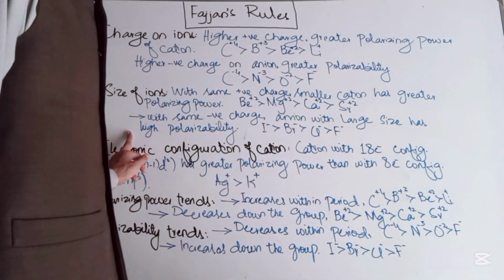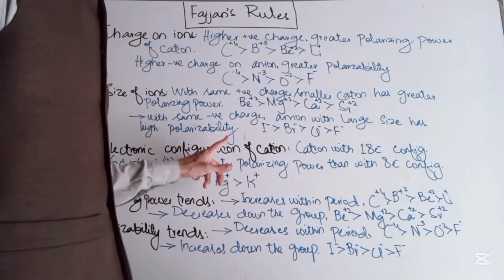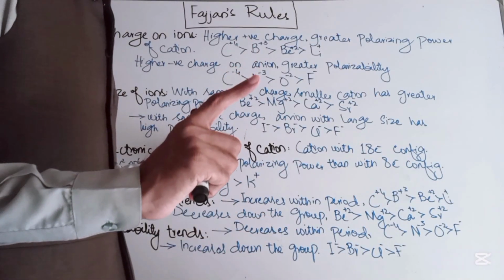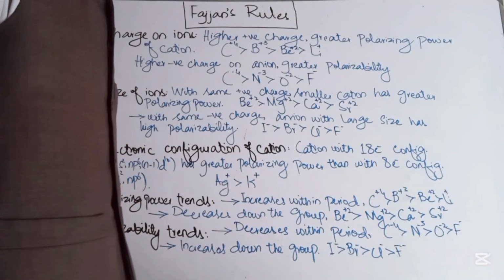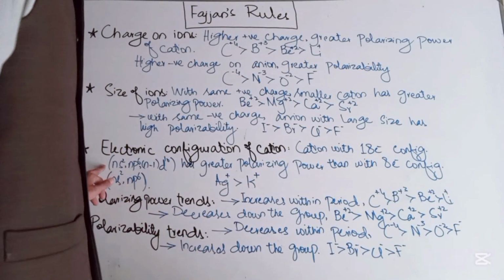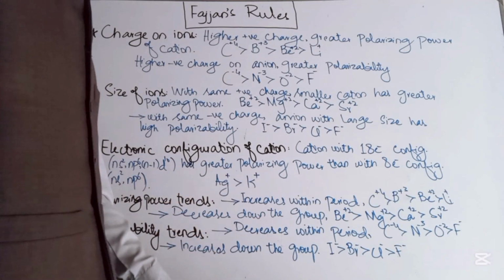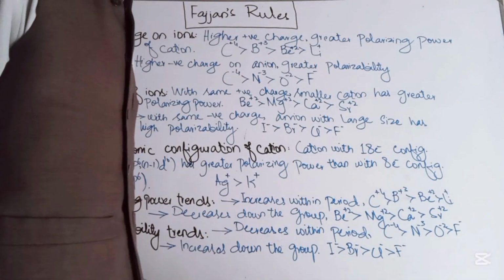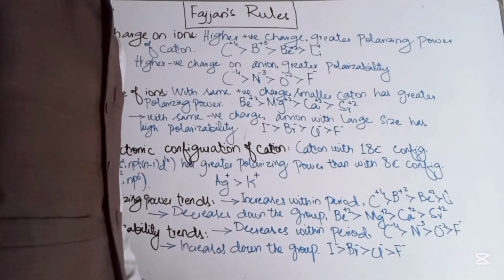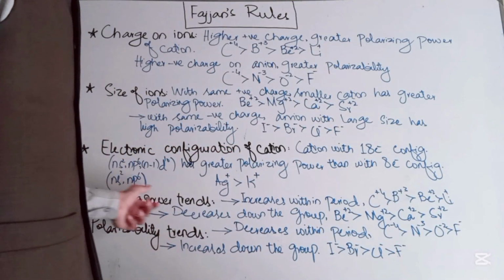The next is the effect of electronic configuration of the cations. Keep in mind, for this factor we are only going to discuss the cations. The cations with 18 electron configuration, that is ns2 np6 nd10, have greater polarizing power as compared to those cations that have the 8 electron configuration, that is ns2 np6.